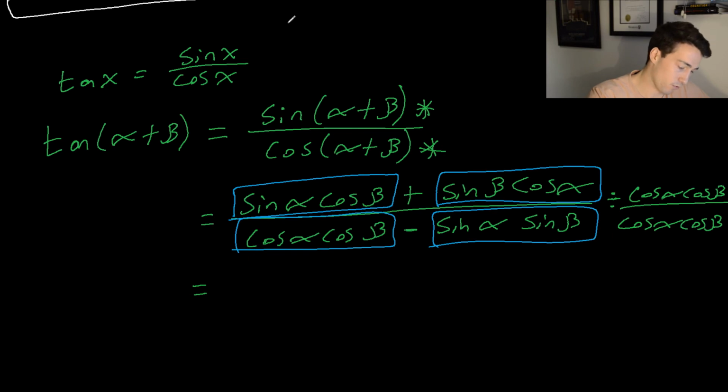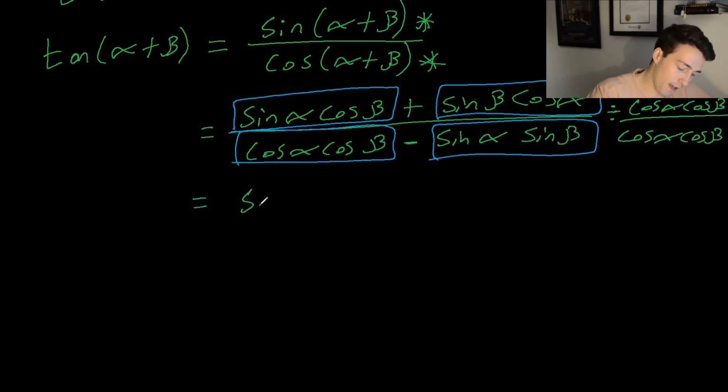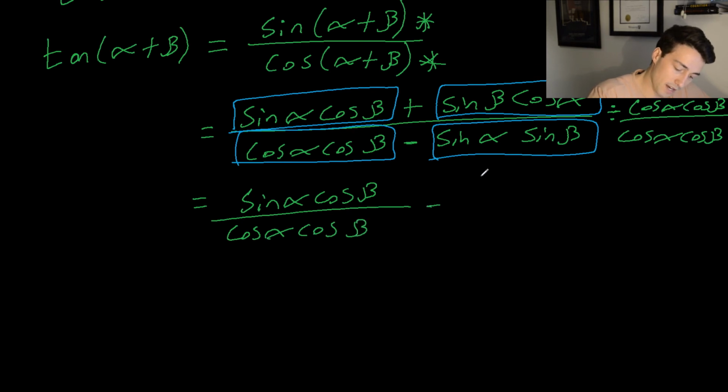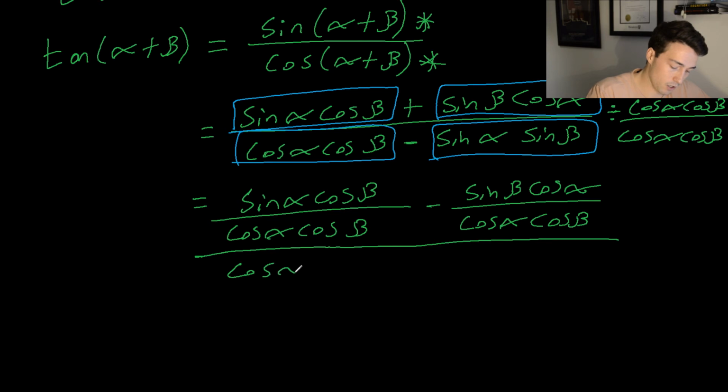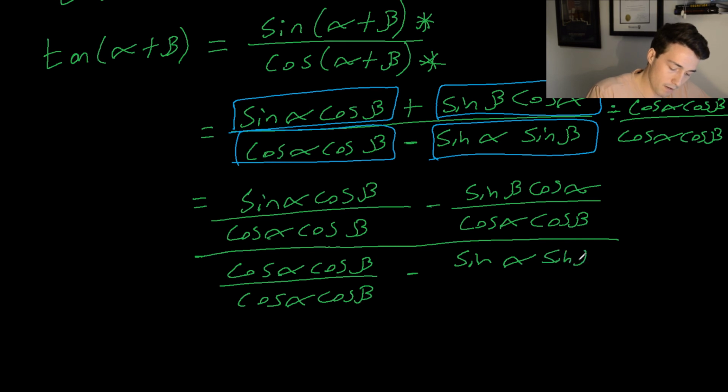So if I scroll down a little bit, it'll be sine of alpha cos beta divided by cos of alpha cos beta minus, and then this will be sine beta cos alpha divided by cos alpha cos beta. That's just the numerator. You have to be a little organized here, but now we're in the denominator. So this will be cos alpha cos beta divided by cos alpha cos beta, and finally sine alpha sine beta divided by cos alpha cos beta.